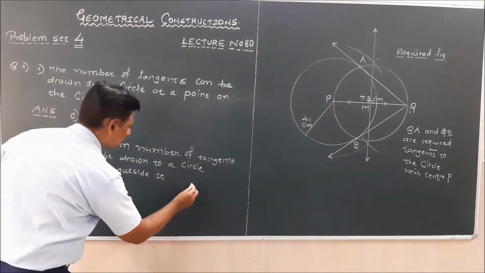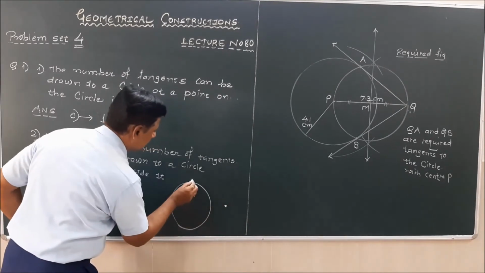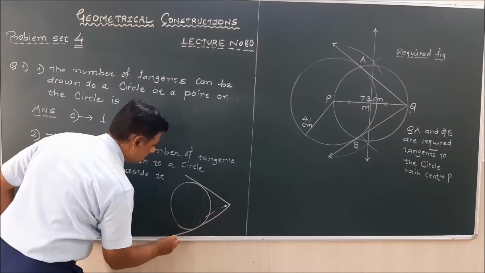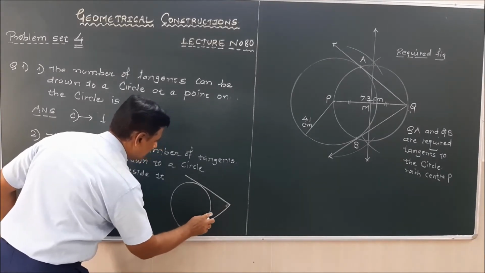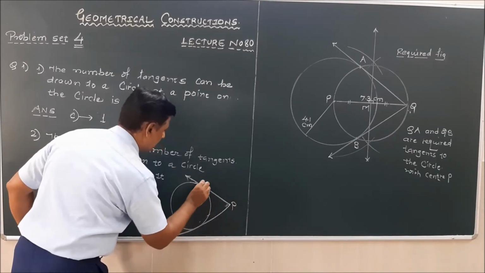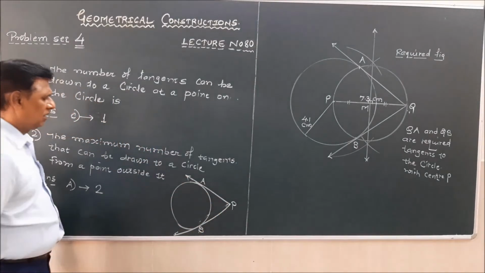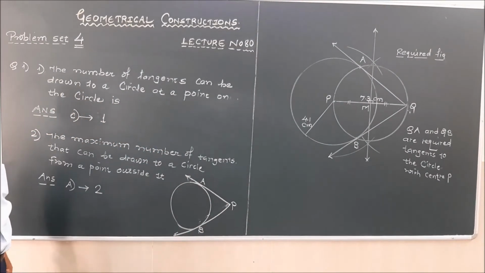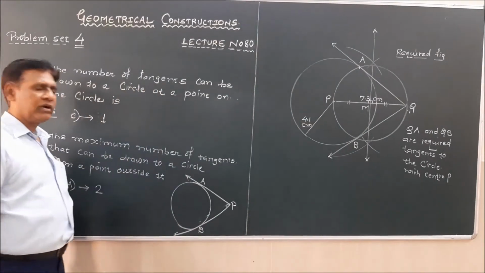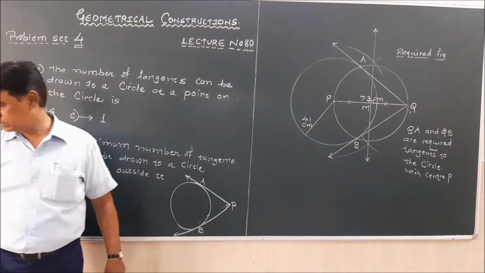2. If I draw this circle, this is point Q. How many tangents can you draw? At the most 2, not more than that at all. Because the condition is that those tangents must pass through point P also. So at the most we can draw two tangents.